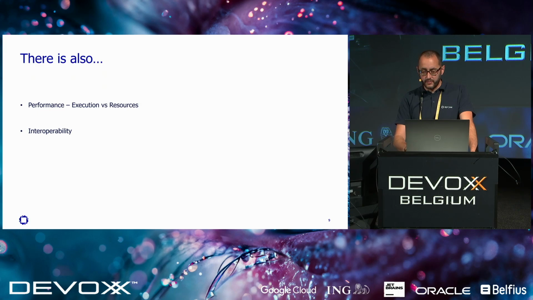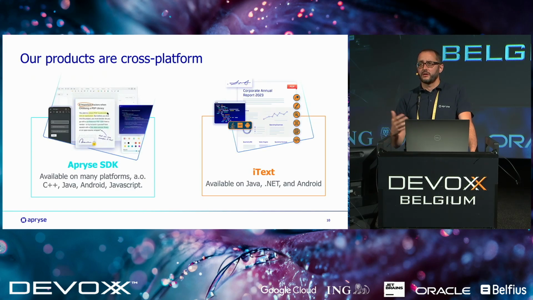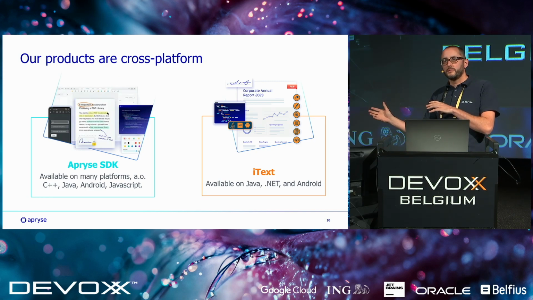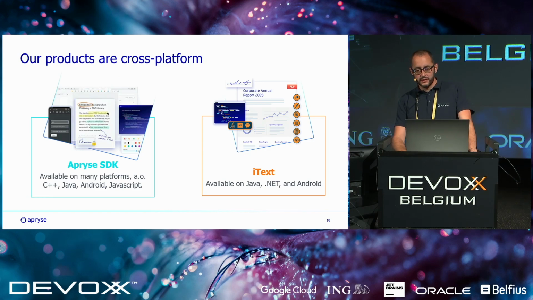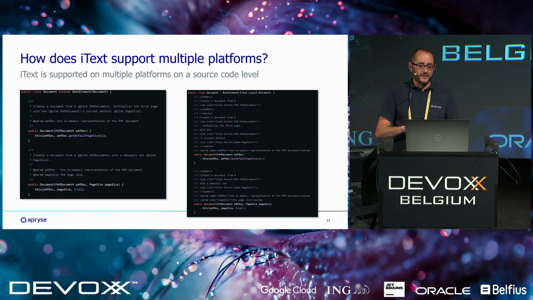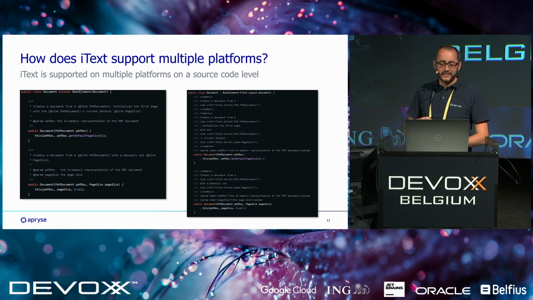As for Apryse, the company, our products are cross-platform. We have multiple products that are cross-platform, like Apryse SDK is cross-platform on C++, C#, Java, Android, JavaScript, etc. We also have iText, which is where I came from 13 years ago. So it's available in Java, .NET, and Android. We have multiple strategies to bring these to multiple platforms. We'll briefly touch on them just to show what we've done up until now to support multiple platforms, and then introduce Graal. So let's start with the one that I'm most familiar with, because okay, how does iText support multiple platforms?